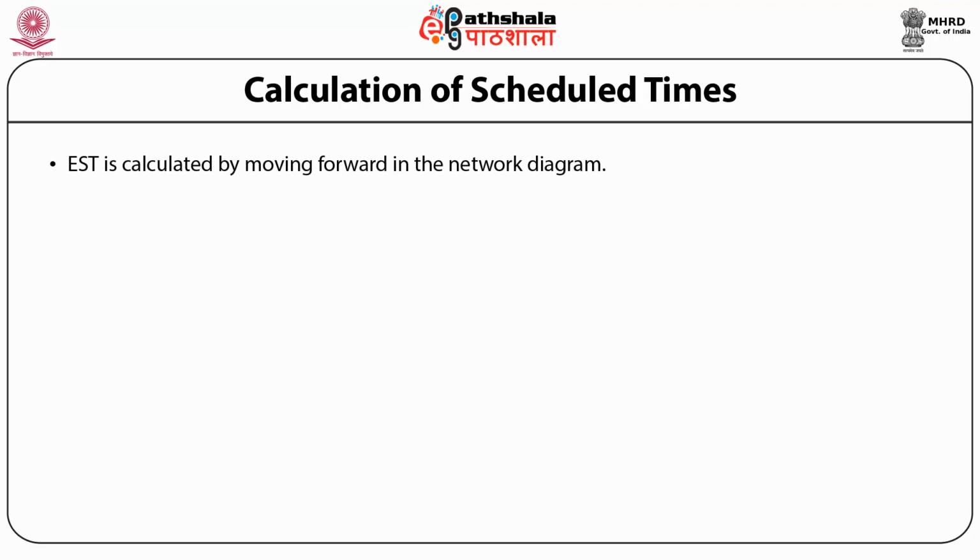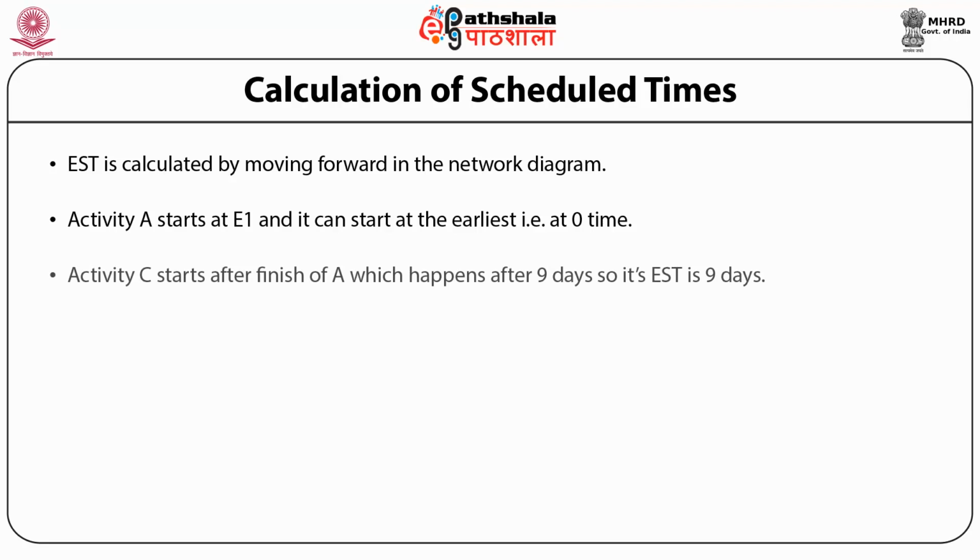EST is calculated by moving forward in a network diagram. Activity A starts at E1 and it can start at the earliest, that is at 0 time. Activity C starts after finish of A, which happens after 9 days. So its EST is 9 days.